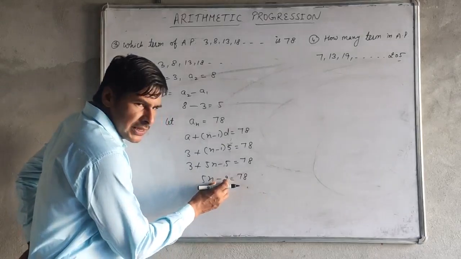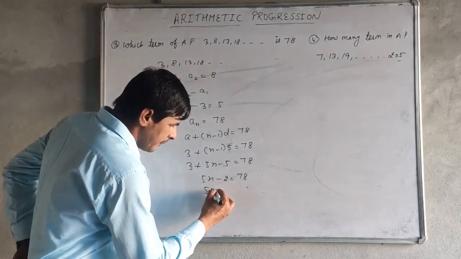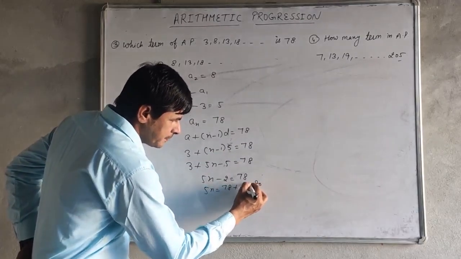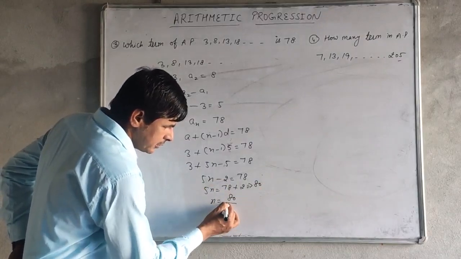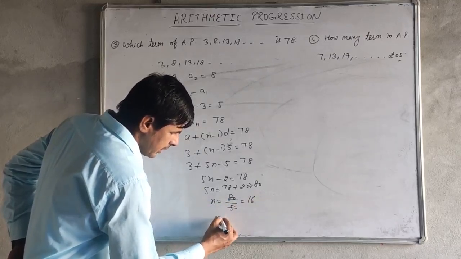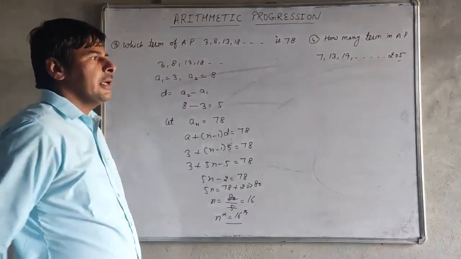2 is negative there, and we take it on the other side, it will be positive. 78 plus 2 is 80. 5n equal to 80. 5 multiple goes into the division. We got 16. So the n term is the 16th term of the AP.